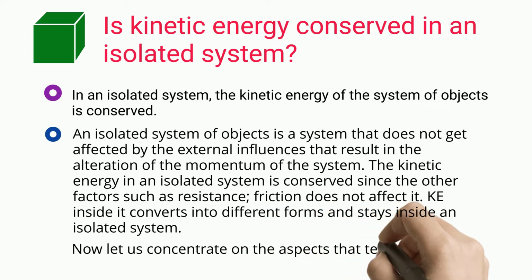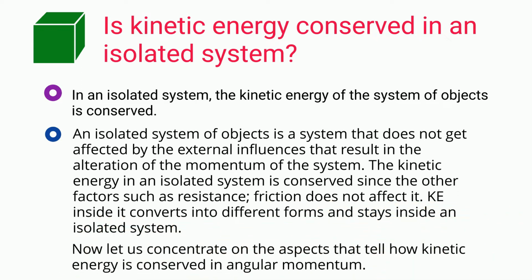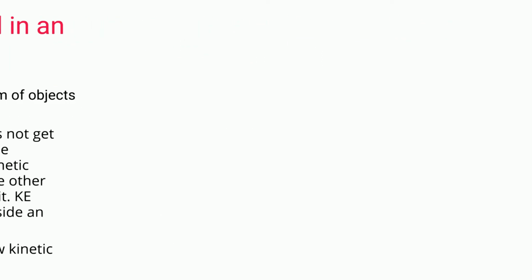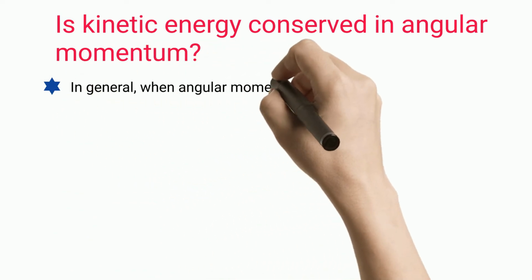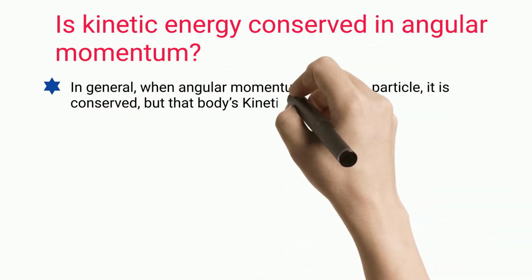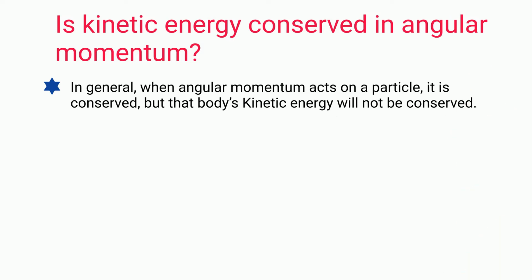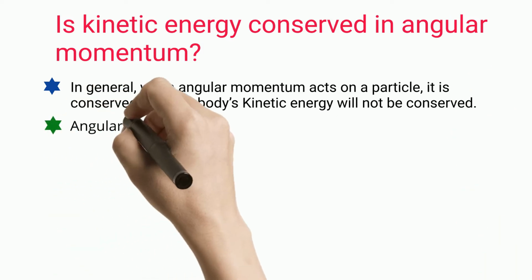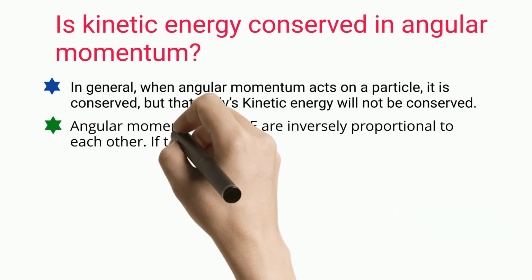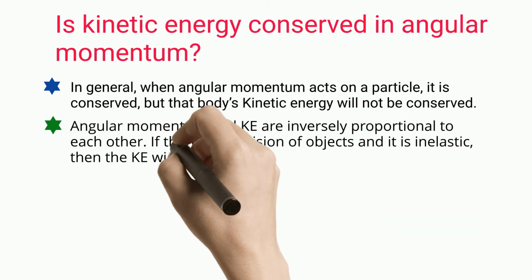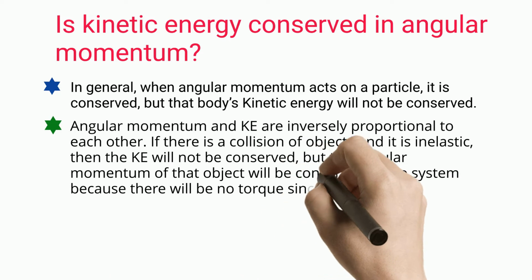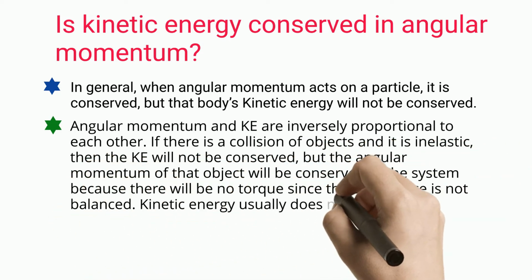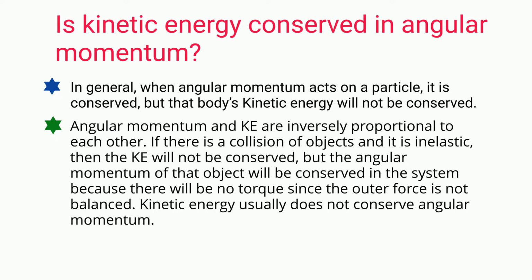Now let us concentrate on the aspects that tell how kinetic energy is conserved in angular momentum. Is kinetic energy conserved in angular momentum? In general, when angular momentum acts on a particle, it is conserved, but that body's kinetic energy will not be conserved. Angular momentum and KE are inversely proportional to each other. If there is a collision of objects and it is inelastic, then the KE will not be conserved, but the angular momentum of that object will be conserved in the system because there will be no torque since the outer force is not balanced. Kinetic energy usually does not conserve angular momentum.